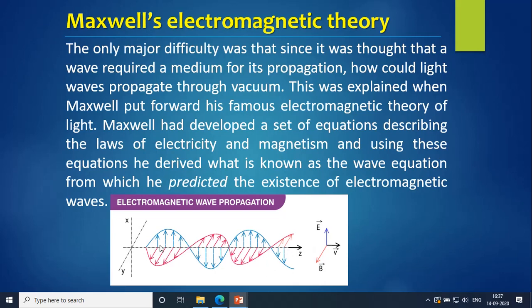So this is the reason why light can travel in a vacuum without any intervening medium. And the very interesting part is unification. He combined the laws of electricity and the laws of magnetism together and called it electromagnetic theory. Light is nothing but an electromagnetic wave. This is how he predicted the existence of electromagnetic waves.